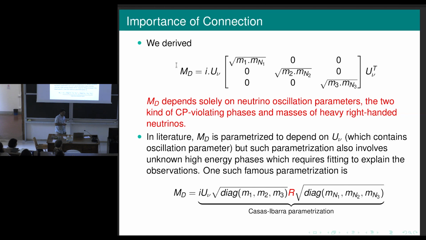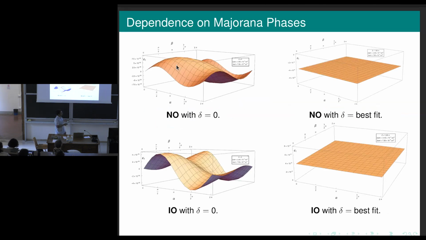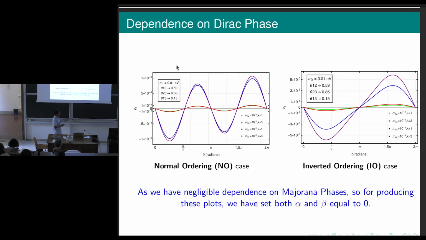There are some other processes also where one can find the structure of the MD. Now, if we put in the structure of the MD, we find that there is no dependence on the Majorana phases in the asymmetry parameter. Here you can see, with the normal ordering, if we fix the Dirac CP phase at 0, its best fit, there is no dependence on the Majorana phases. The asymmetry parameter only depends on the Dirac phases.